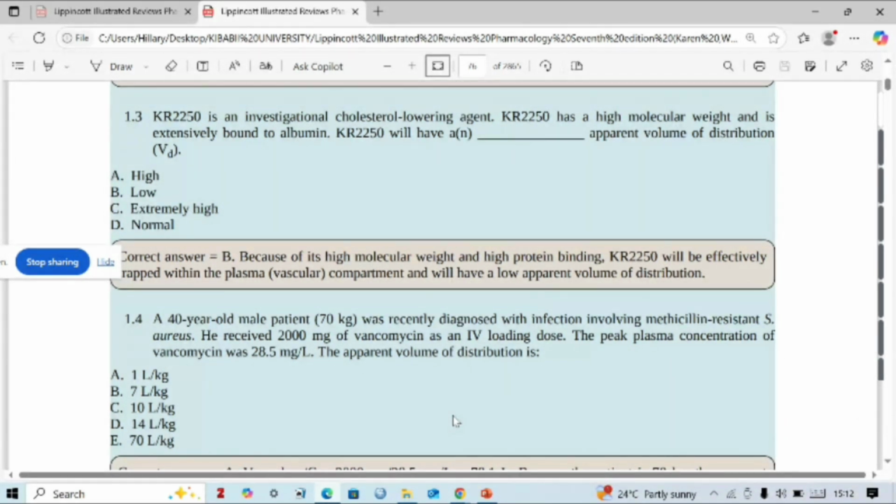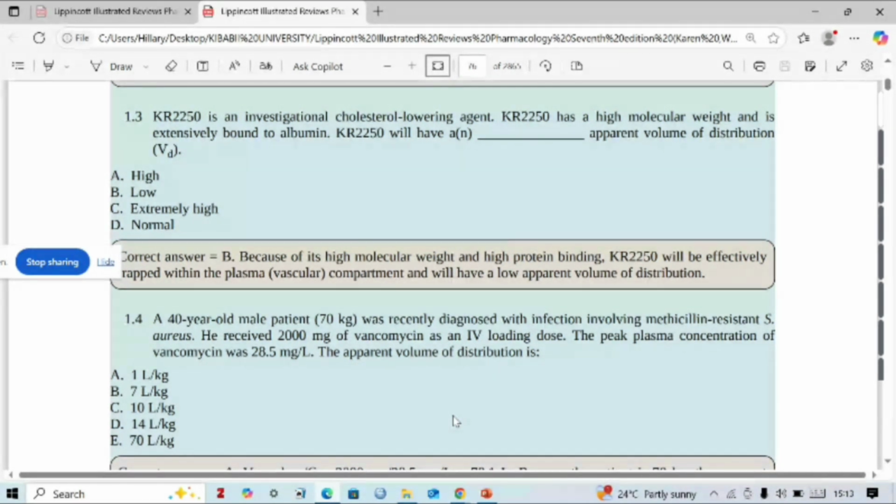It says, a 40-year-old male patient with a weight of 70 kilograms was recently diagnosed with infection involving methicillin-resistant, and that is the name of bacteria, S. aureus. Microbiology, Staphylococcus aureus. Okay, let me repeat it.